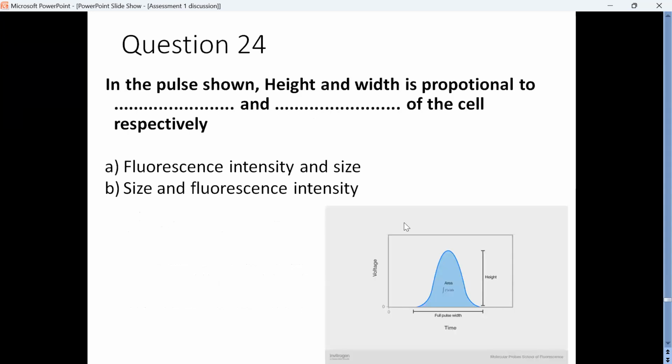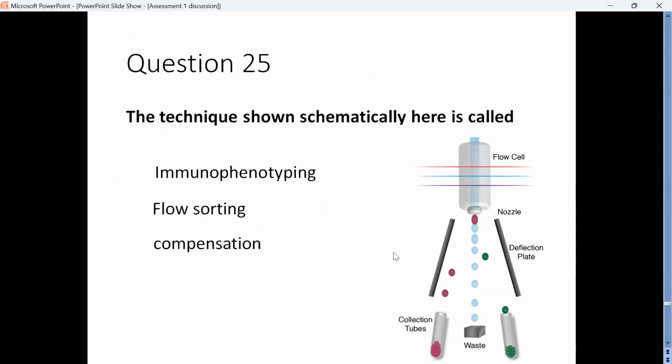In the pulse shown here, height and width is proportional to dash and dash of the cell respectively. So height is proportional to the fluorescent intensity and width is proportional to the cell size. The longer the cell is in the light beam because of its size, the width of the pulse will be more. Similarly, the intensity of the fluorescence will give you the height of the pulse. This one we saw in the first class and also in the second class. So the answer is fluorescent intensity and size.